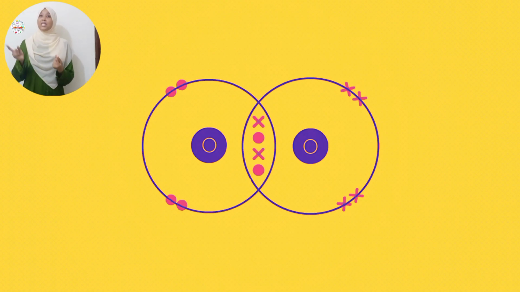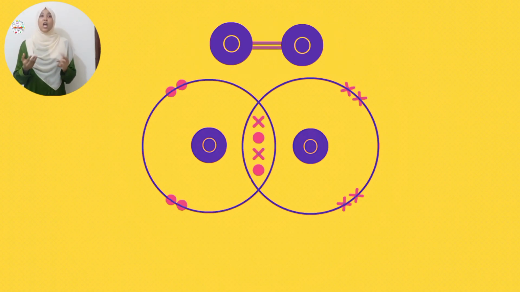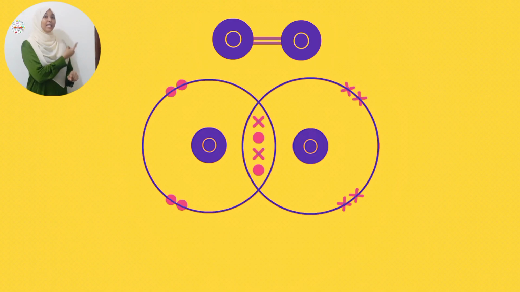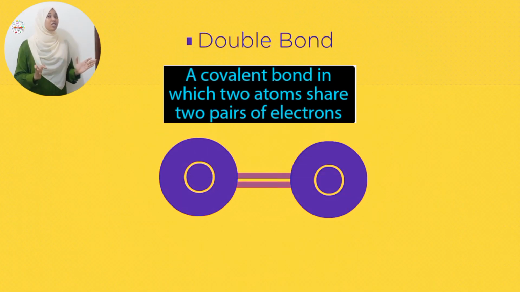Now if you want to use the lines, the horizontal lines, what you're going to do is you're going to write it as such. Now remember, one line represents 2 electrons that are being shared. Therefore, 2 lines represent 4 electrons that are being shared.